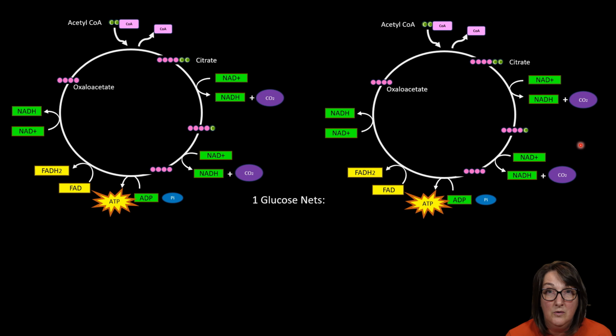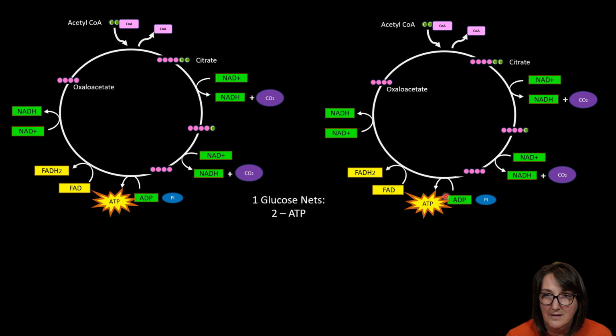So one glucose molecule, C6H12O6, is going to net 2 ATP, 1, 2. 4 carbon dioxides, 1, 2, 3, 4. 6 NADHs, 1, 2, 3, 4, 5, 6. 2 FADH2s, 1, 2. All of this is going to be made with 1 sugar molecule.